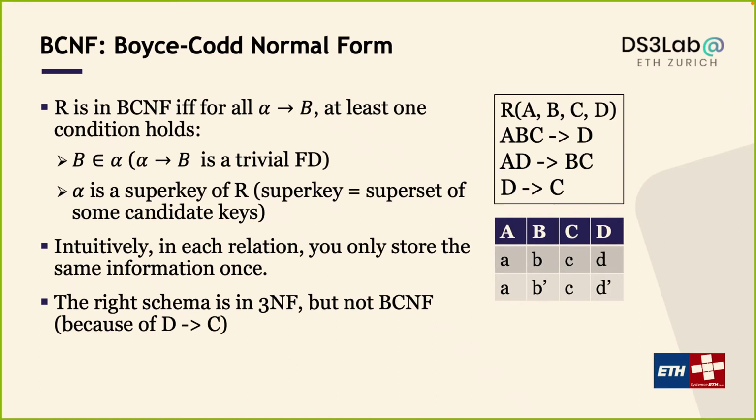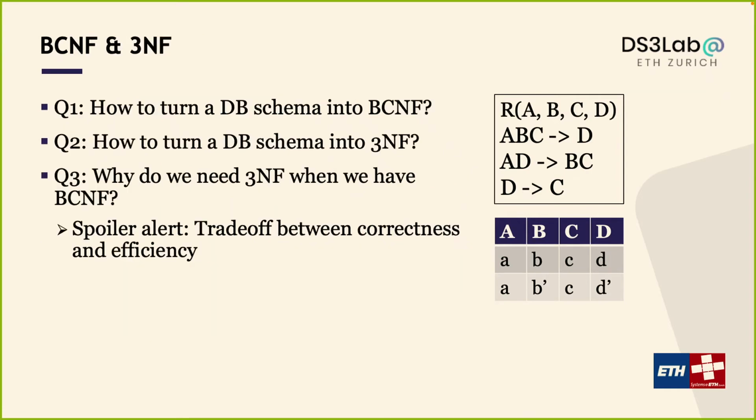Now remember the three questions we want to reason about for normal forms. We know the definition, and we know how to check whether a design is in each of these normal forms or not. There are still multiple questions left that we need to understand. The first one is, assuming I give you a database design that's not in BCNF, how do you turn it into something that's in BCNF? The second question is the same for third normal form: if I give you something that's not in third normal form, how can you turn your design into third normal form? And the third question is, why do we need third normal form when we already have BCNF?